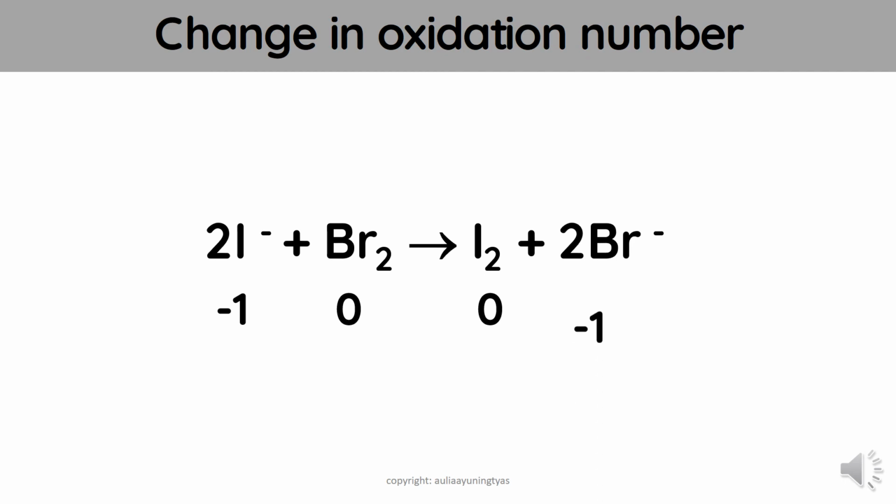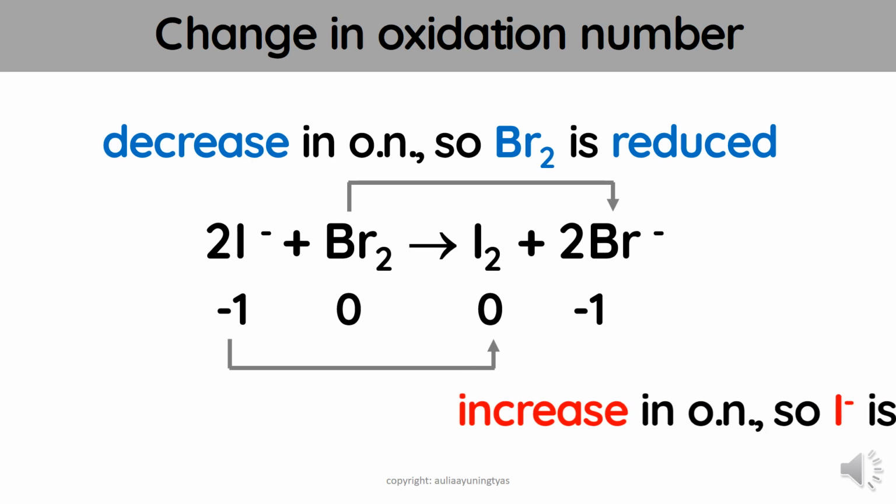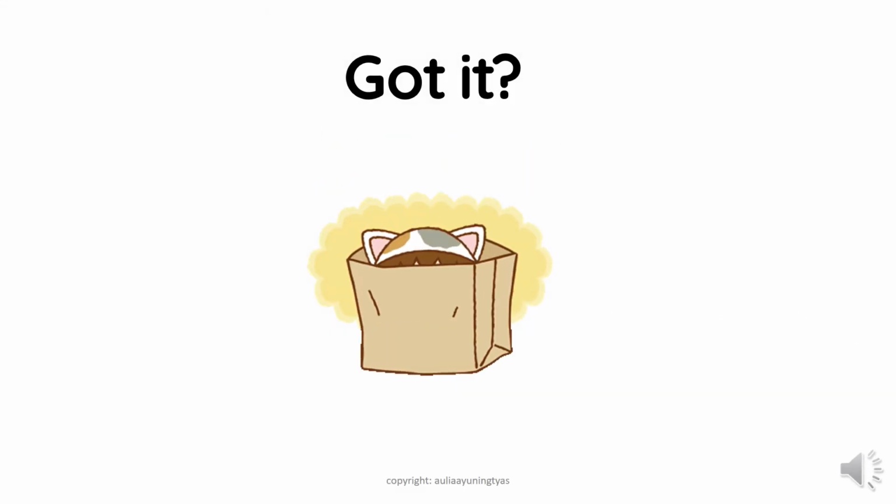By seeing the oxidation number of each substance before and after reaction, we can conclude that oxidation number of I- was increasing. Therefore, I- has oxidized, whereas bromine decreased in oxidation number, meaning bromine has been reduced. That's it. Got it? Now it's time to practice.